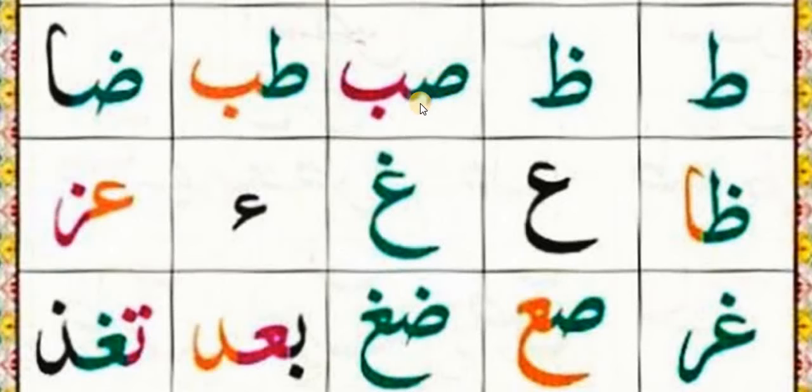Here is the short form of Sod connected with Ba. Sod, Ba. Ta, Ba. Dod, Alif. It is Za connected with Alif. Za, Alif.